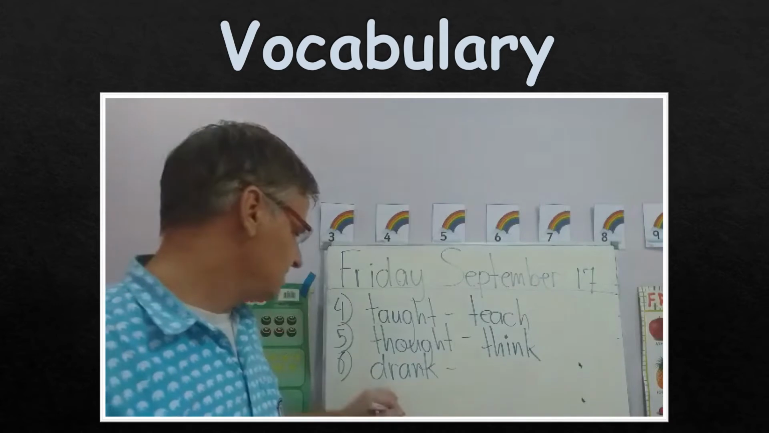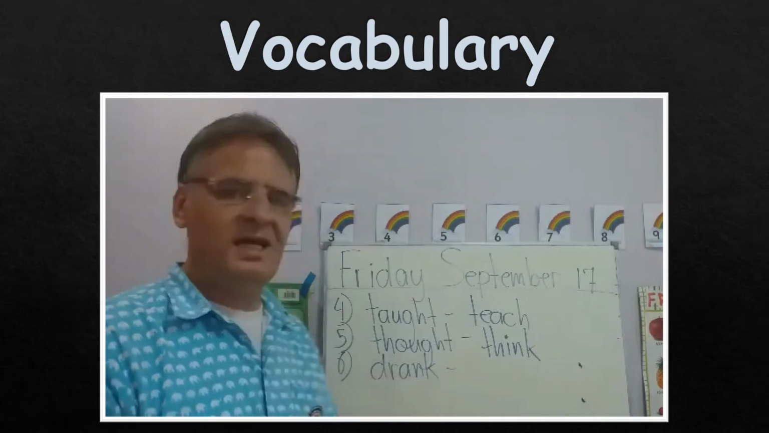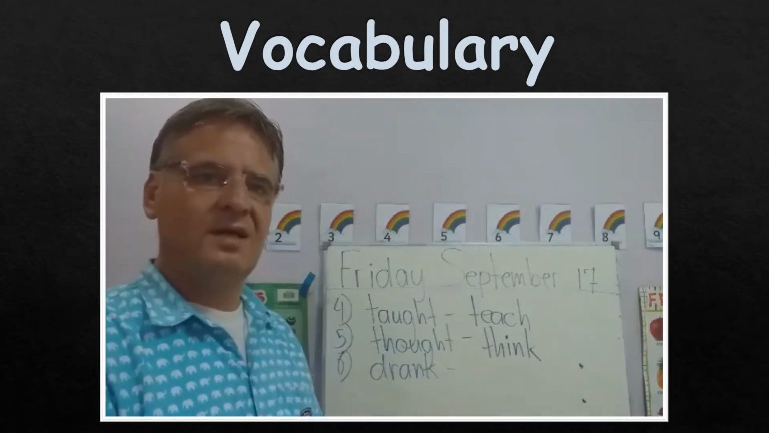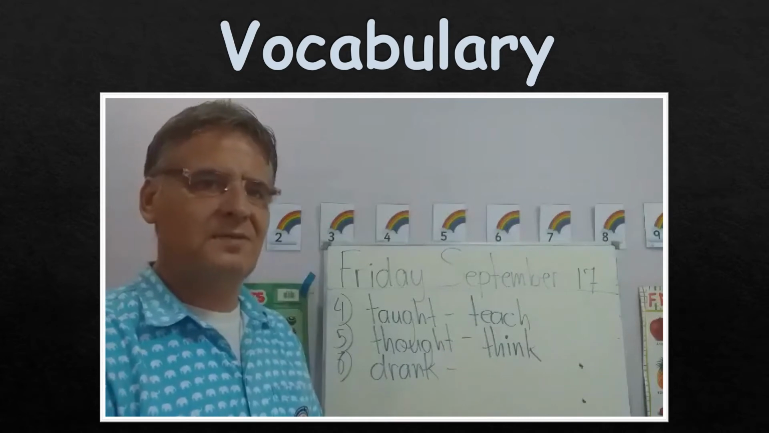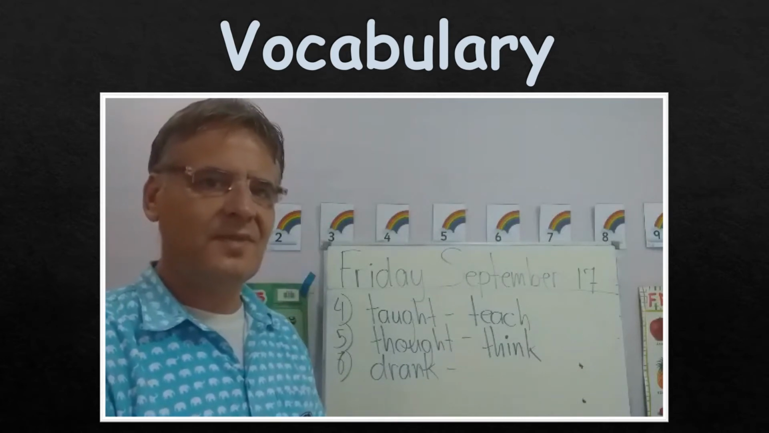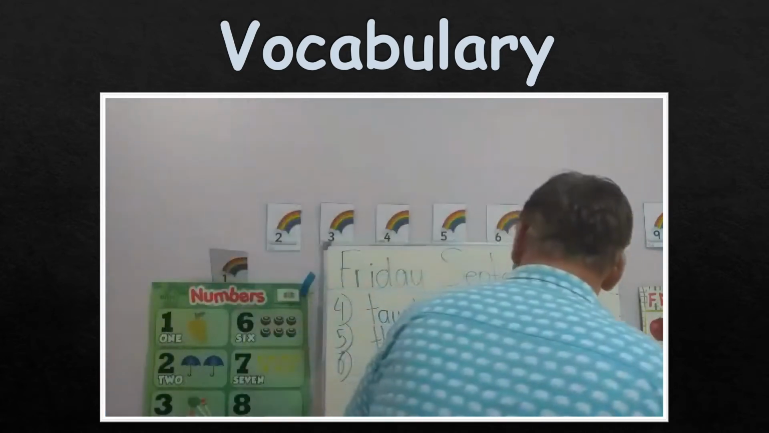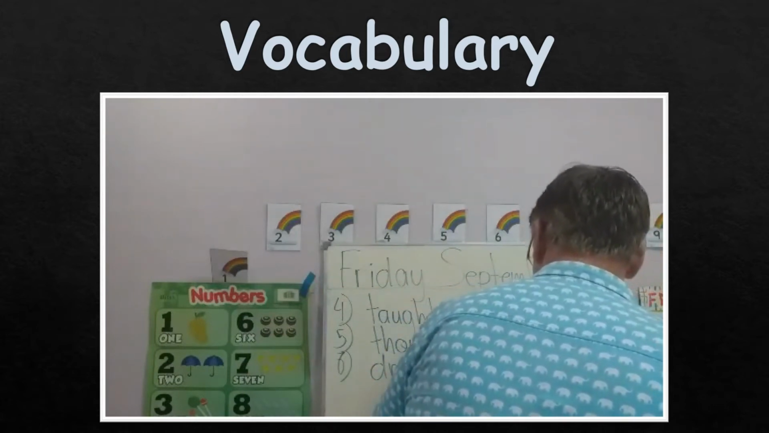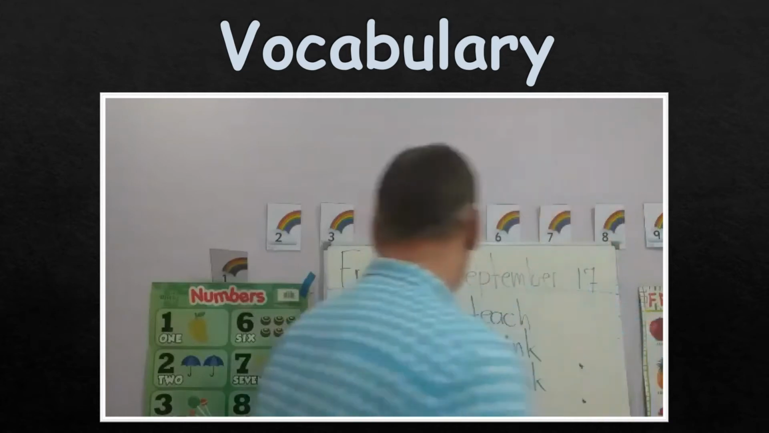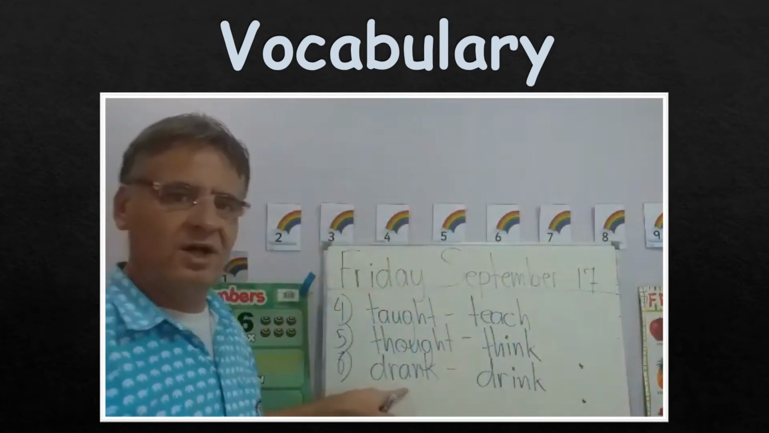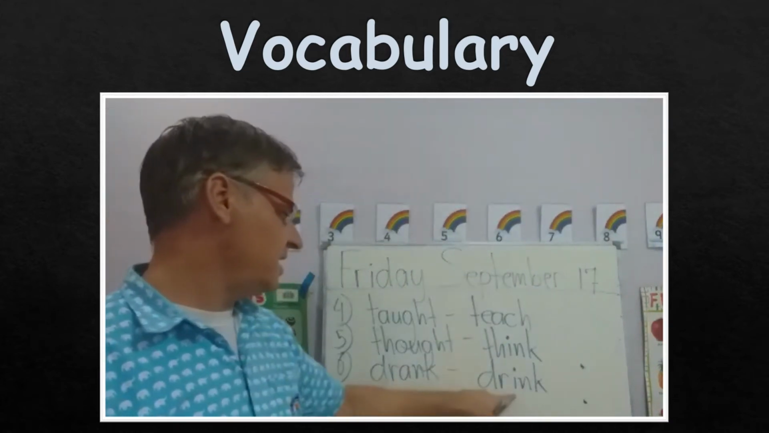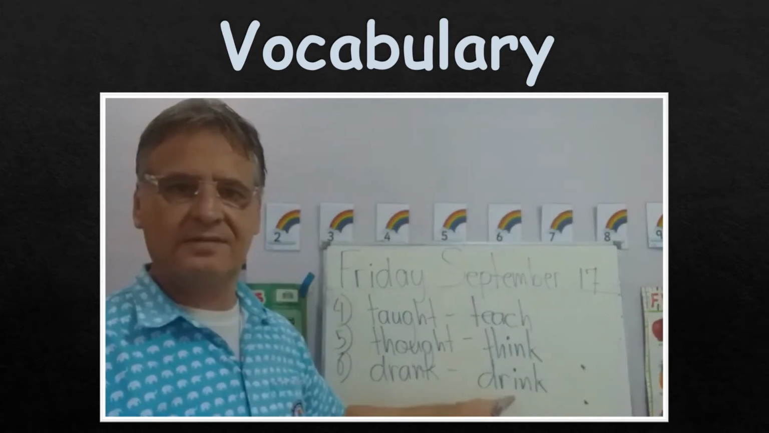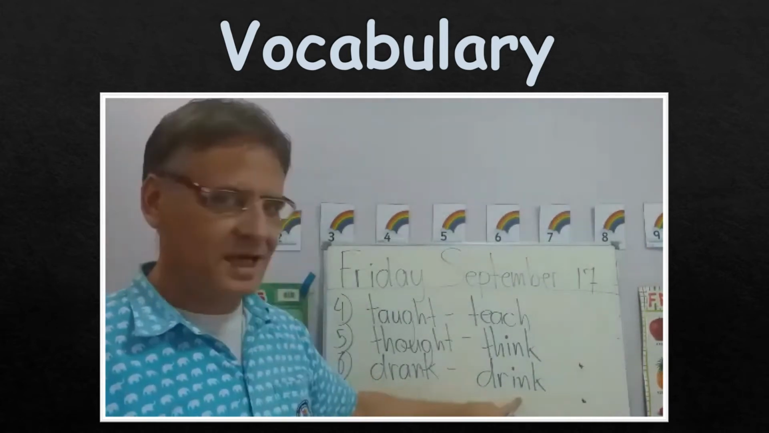Number 6. D-R-A-N-K. Drank. What is the present tense? The present tense is drink. Yesterday I drank a lot of water. Today I drink a lot of water. So past tense, present tense.